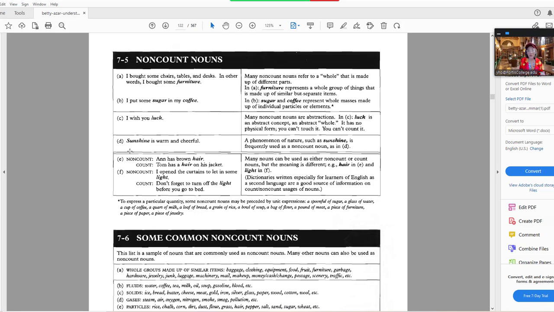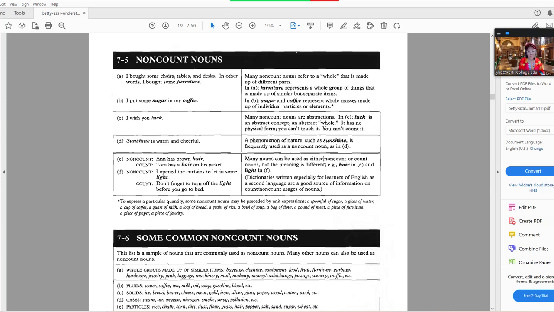Sunshine is also a non-count noun. So you cannot say there's many sunshines. You can say there's many rays of sunshine, that sort of thing. So once again, you have to make it countable. You make the non-count noun countable by adding a quantifier. So here you would say, Anne has brown hair. Tom has a hair on his head. I opened the curtains and let in some light. And so light is a non-count noun and cannot be made plural.